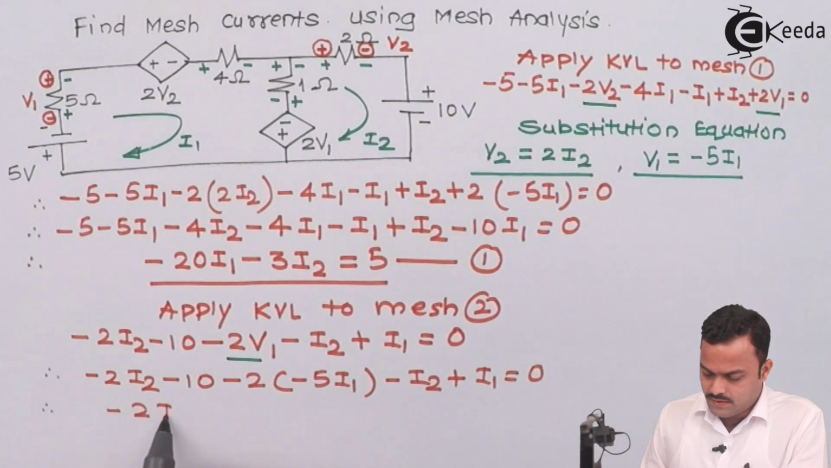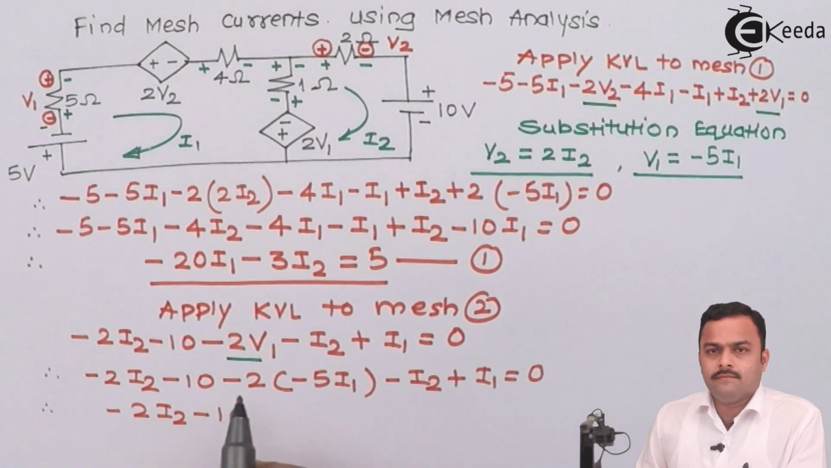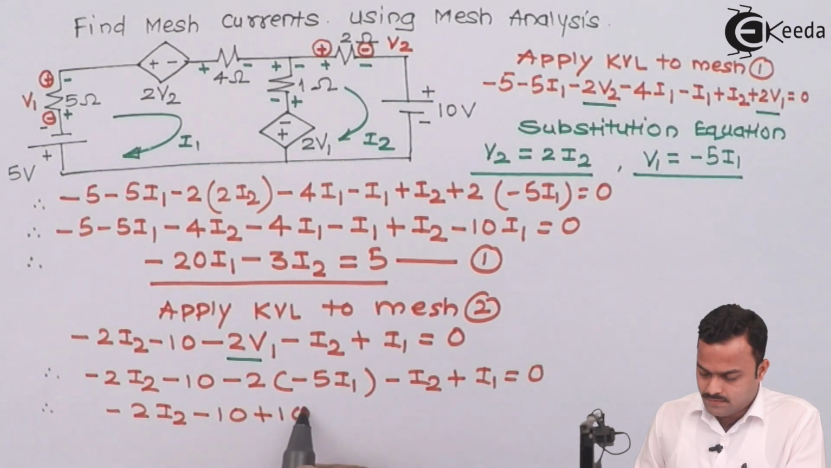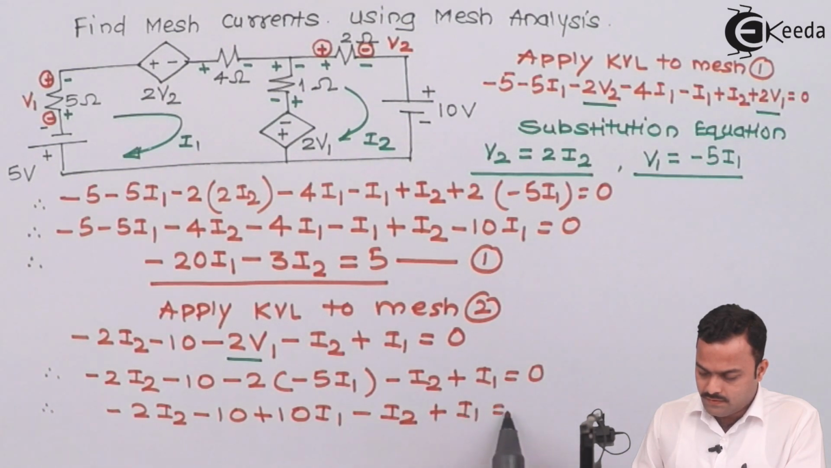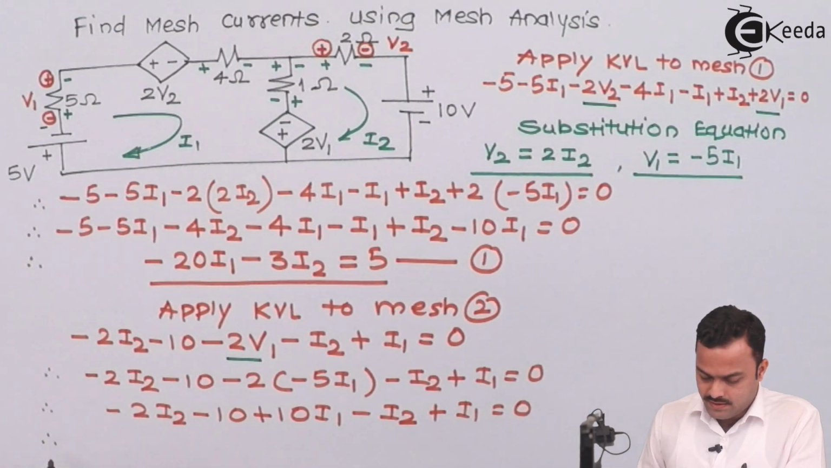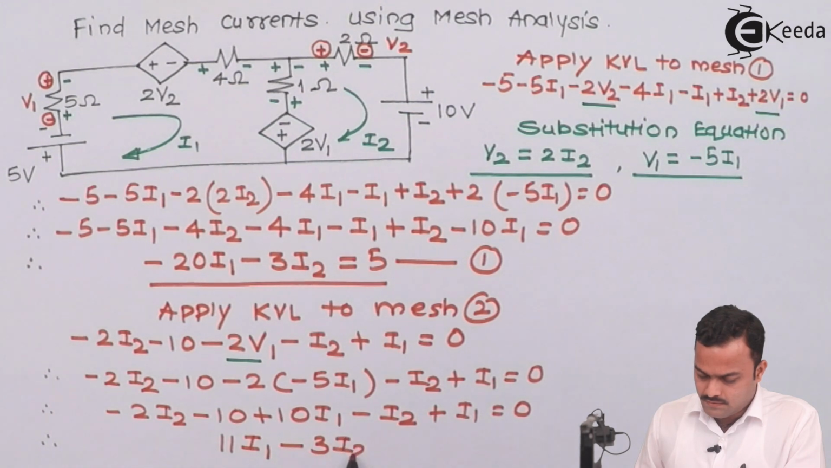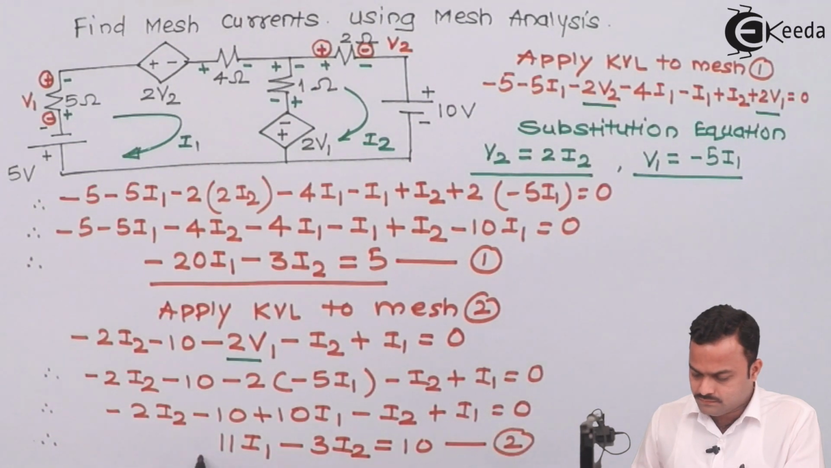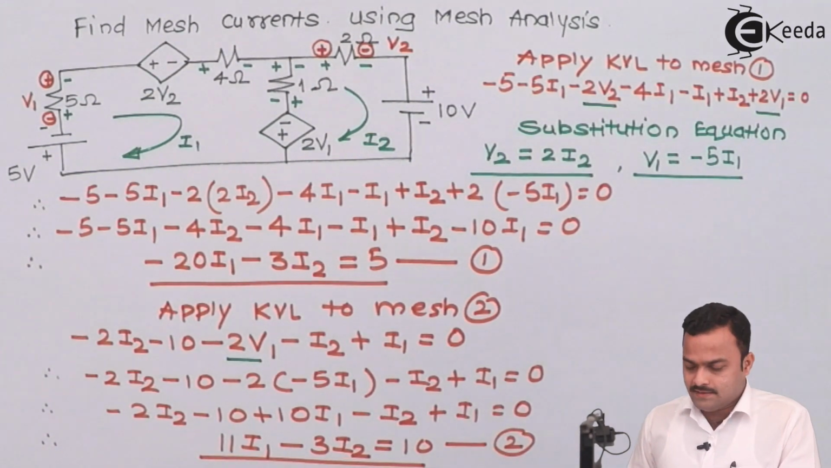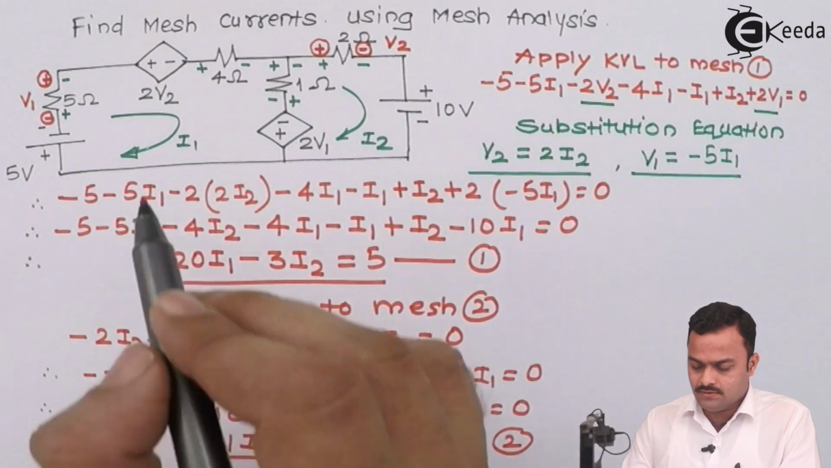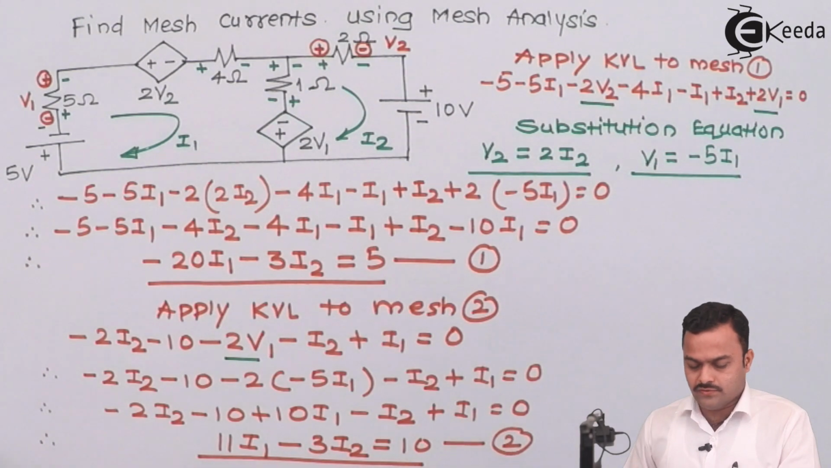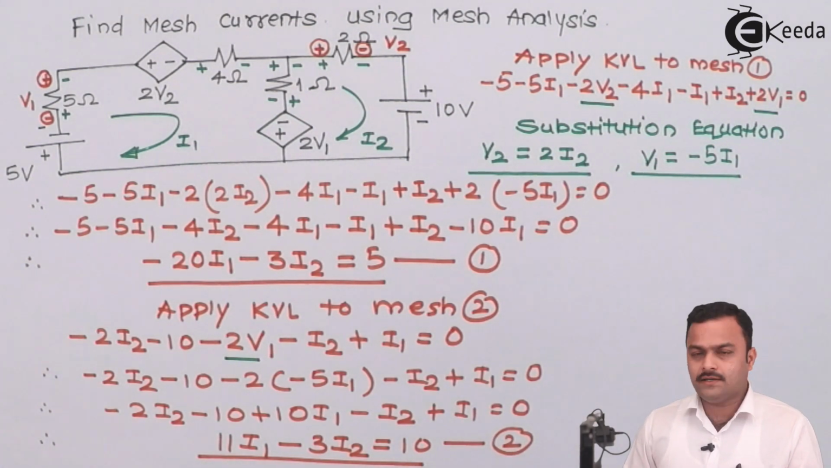Simplification will give you minus 2 I2, minus 10, plus 10 I1, minus I2, plus I1 equal to 0, and in the end the equation that we will get is 11 I1 minus 3 I2 equal to 10, as equation number 2. So the thing is that 2 loops, 2 meshes, 2 currents, 2 equations, and if you solve these 2 equations you will get the values of I1 and I2.